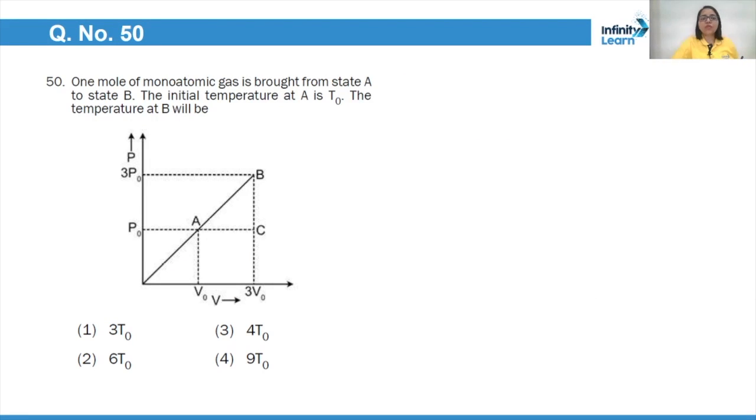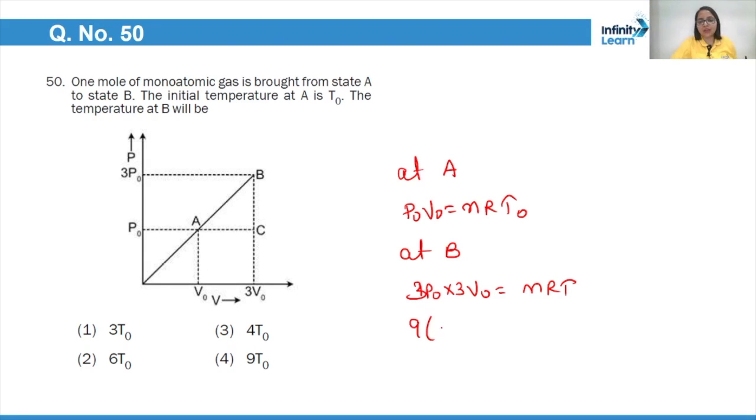Question number 50. 1 mole of a monoatomic gas is brought from state A to state B. The initial temperature at A is T naught. The temperature at B will be? At A, you can write P naught V naught equals nR T naught, and at B, you can write 3 P naught into 3 V naught equals nRT. But 9 times P naught V naught is on the left here, and P naught V naught is nRT naught. So it is 9 into nRT naught equals nRT. nR cancel. So T is equal to 9 T naught, which is option 4. I hope everything is clear so far.